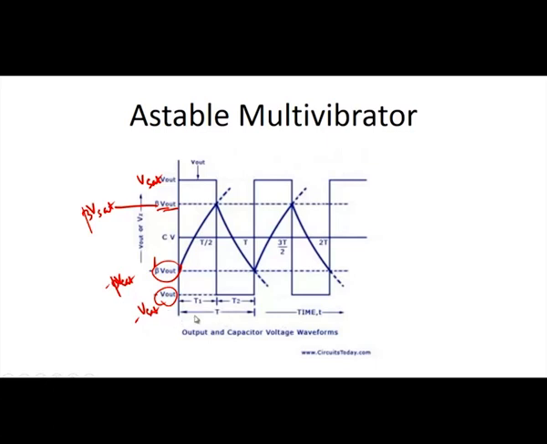Now we have to calculate the time period of the output waveform by calculating the voltage across the capacitor. The capacitor voltage Vc of t is given as Vf plus Vi minus Vf into e power minus t by RC.